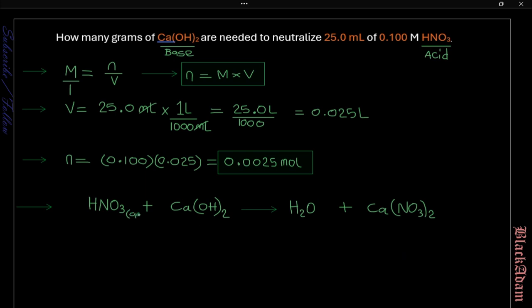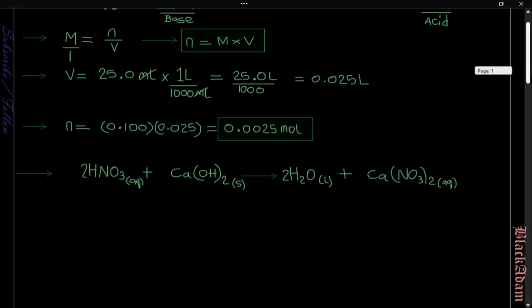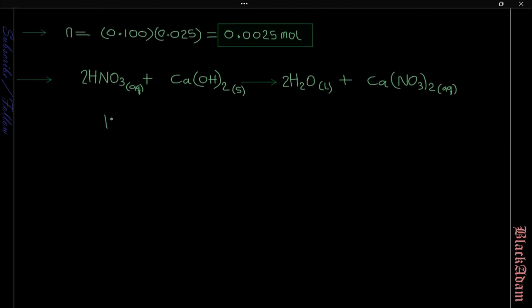And then from there, that's phase, that's aqueous, that's solid, that one there is liquid, and then that one there is aqueous. Okay, so now hydrogen, we need to put 2 there. So hydrogen is balanced, nitrogen 2 is balanced, oxygen is 8, and then it's 2 plus 6 there is 8. So oxygen is balanced. So we have the ratio between the acid and the base. So acid is nitric acid, and then the base is calcium hydroxide.